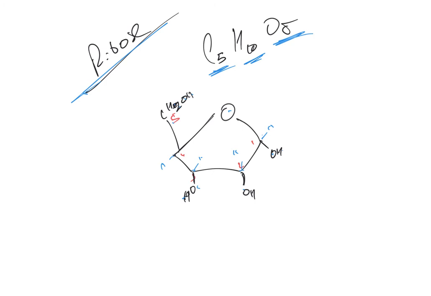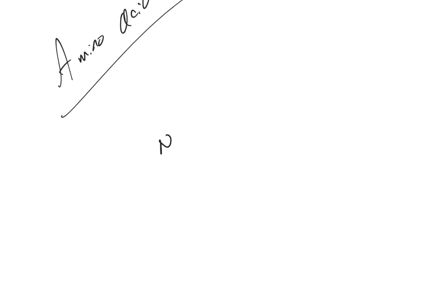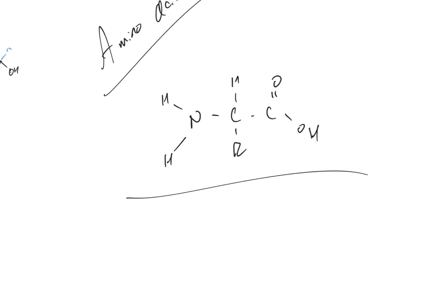Okay, now we're going to do amino acids. Okay, so N, H, H, C, H, R, C, O, O, H. There is your amino acid. Check the bonds. N has 3 lines. Carbon has 4 lines: 1, 2, 3, 4. O has 2 lines.